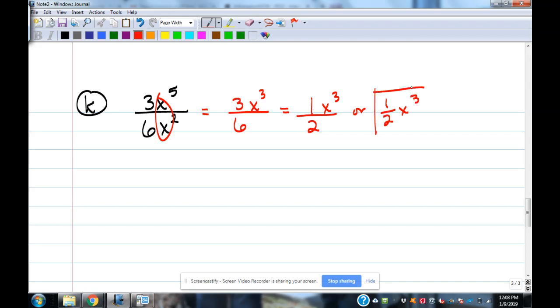A couple of different ways you might write that. 1x cubed over 2, or you might write it 1/2 and then x to the 3rd power out the side of it. Either way is absolutely the same. Or you might even write it x cubed over 2. That's also the same thing because it's an understood 1 in front of it. So there's several different ways to write those answers, but it's all in simplifying that fraction that we're doing.